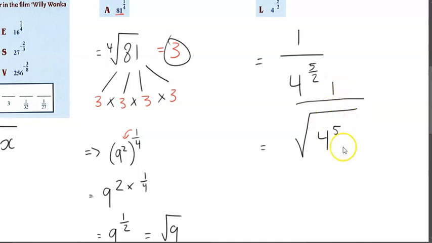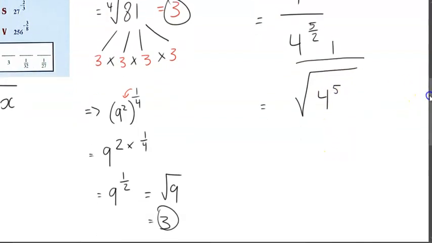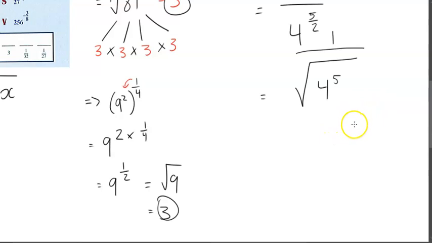Alright, so we're left with 1 over square root of 4 to the power of 5. Now this here, we want to simplify. There are 2 ways that we can approach this. We can work out what 4 to the power of 5 is, and then square root it. Or we can square root 4 first, and then get that answer and put it to the power of 5. I think the second way is easier, because trying to find out what 4 times 4 times 4 times 4 times 4 is without a calculator is actually quite tricky.